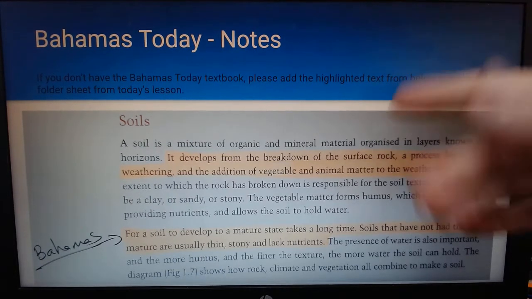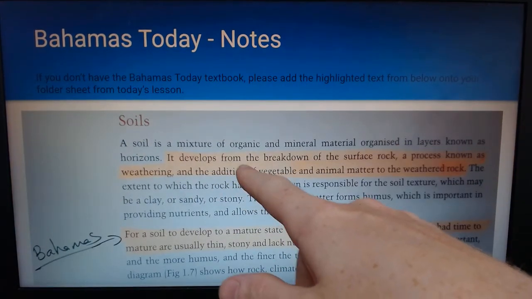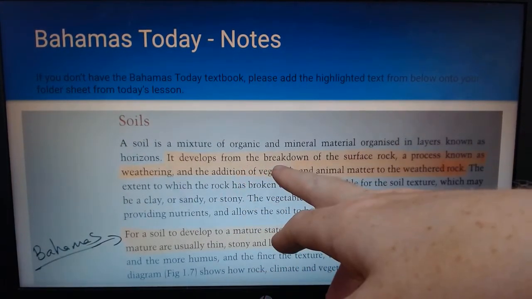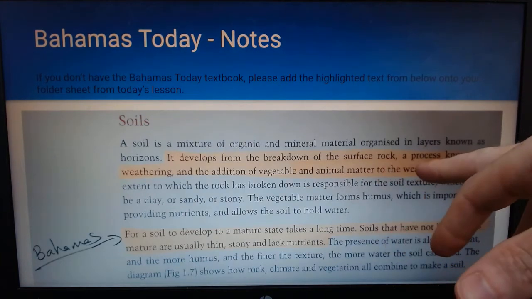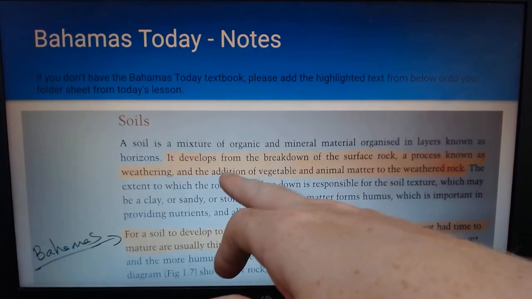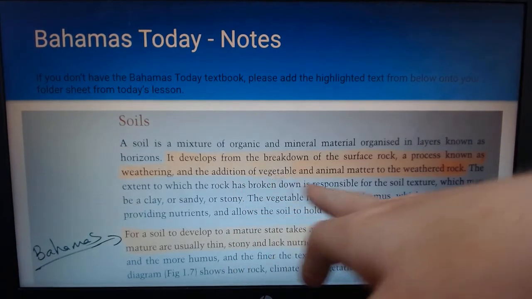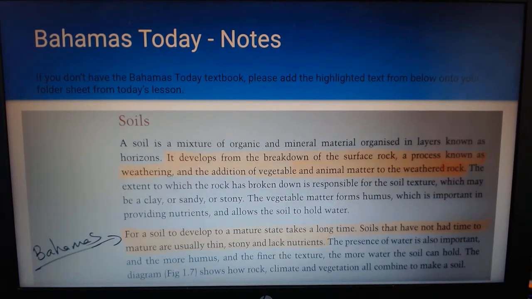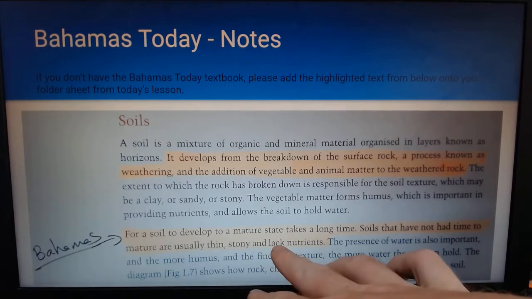The Bahamas Today, the soils in the Bahamas. First of all, soils, as we know, develop from the breakdown of surface rock through weathering. Then you add vegetation and animal matter to the rock. That mixture of dead vegetation and broken up rock starts to form our soil. Now, in the Bahamas, unfortunately, we don't really have this mixture. So soils that have not had time to mature are usually thin, stony, and lack nutrients.